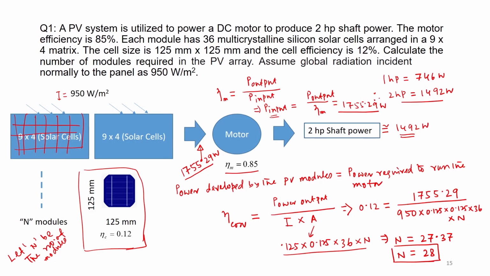So, this problem is very practical. What we have investigated is that in order to generate 2 HP shaft power, we need about 28 PV modules. If the cell size is 125 by 125 mm and its conversion efficiency is 12% and it constitutes 36 cells, then we require 28 PV modules to generate 2 HP shaft power.